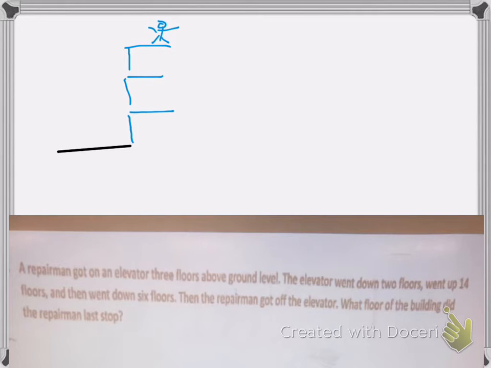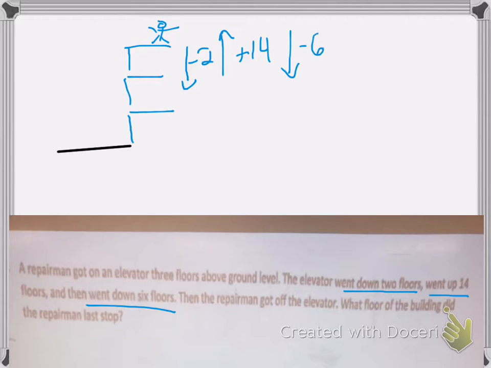Now it says the elevator went down 2 floors. 1, 2. Went up 14 floors. Went up 14. And then went down 6 floors. Then the repairman got off the elevator. What floor of the building did the repairman last stop?